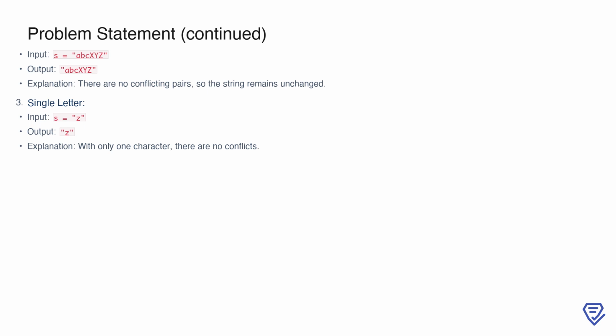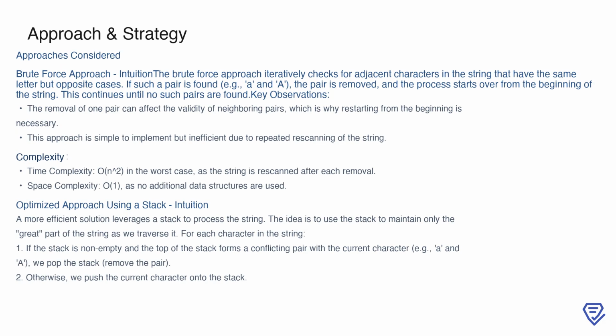Lastly, a single letter input like S equals z also has no conflicts since there are no adjacent characters to compare. The output remains z. These examples cover a variety of situations that could arise based on the structure of the input string. To solve this problem, we first considered two main approaches.